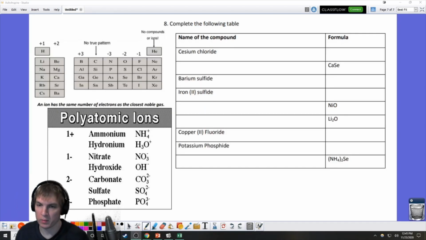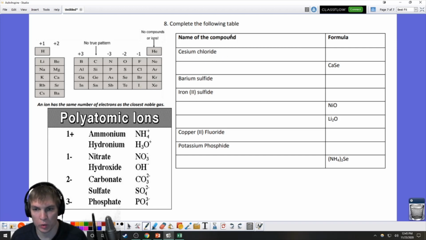All right, practice problem number 8 is basically filling out this chart. We're either providing the formula or we're going to be naming the compound. Providing the formula is a little bit trickier because we have to actually find the charges and make sure that it's balanced out, but it's not too bad.